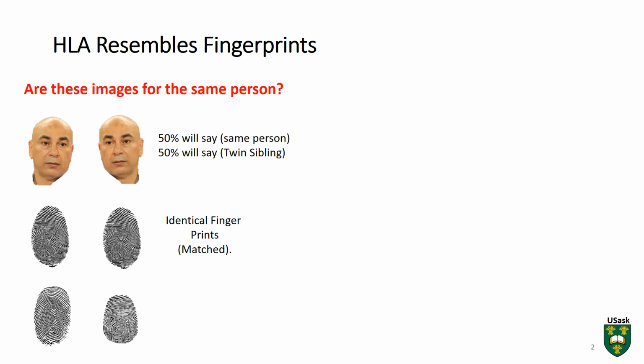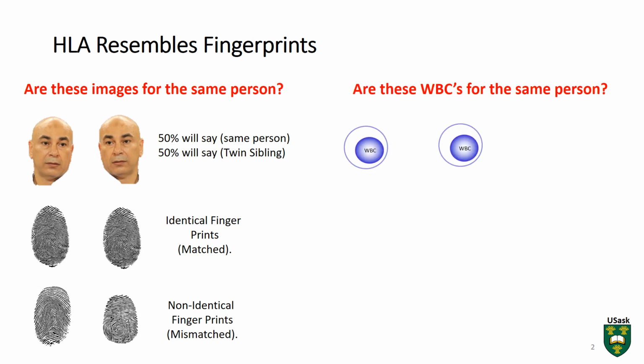So if I show this image again, or these other fingerprints, and ask you, are these for the same person? Then no, they are not identical fingerprints, and in the world of transplant we call it mismatched fingerprints. So let's see how this converts to the HLA field. If I ask you, are these white blood cells from the same person? Yeah, they look similar, but we need more information.